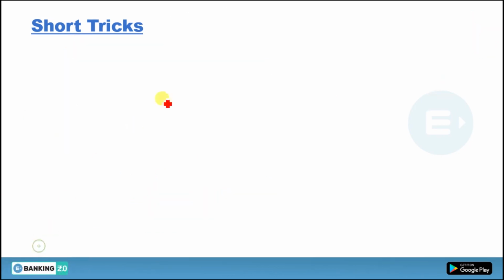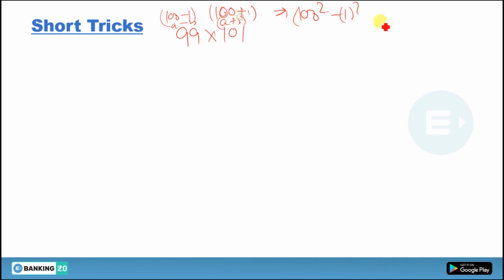What is the last concept? If one number is less than 100 and one number is more than 100, now what are you going to do? Now this one is slightly tricky, and this one is very important actually. See here, if you multiply 99 into 101, this one is 100 minus 1, this one is 100 plus 1. What you get is 100 square minus 1 square, because this one is a minus b and this one is a plus b. So you're getting a square minus b square, and that is your answer.